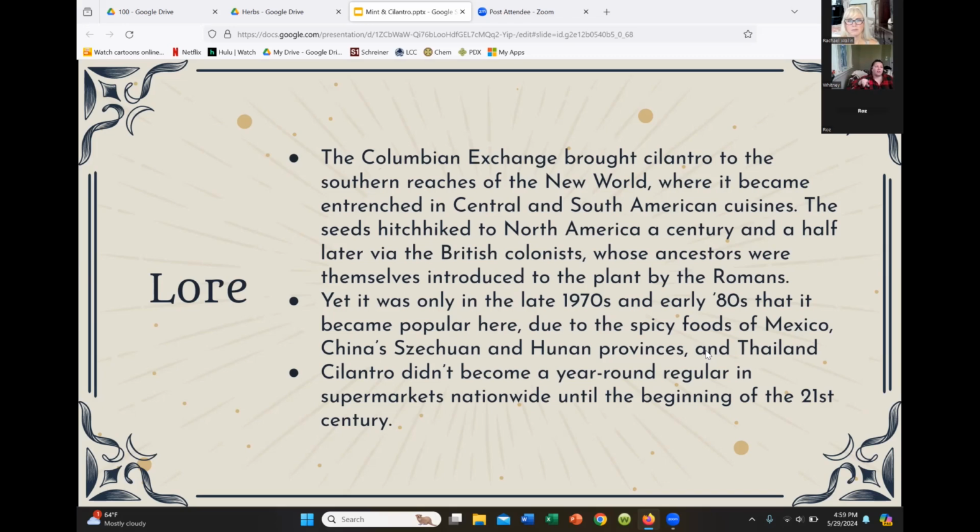but it wasn't until the late 70s, early 80s that it actually became popular here in North America. It only became popular because of other ethnic foods, the foods from Mexico, China, the Hunan provinces, and Thailand. These cultures' foods created the popularity of cilantro in North America. And even then it wasn't available year round until the beginning of the 21st century. So it was pretty rare to find it whenever you needed it in grocery stores.